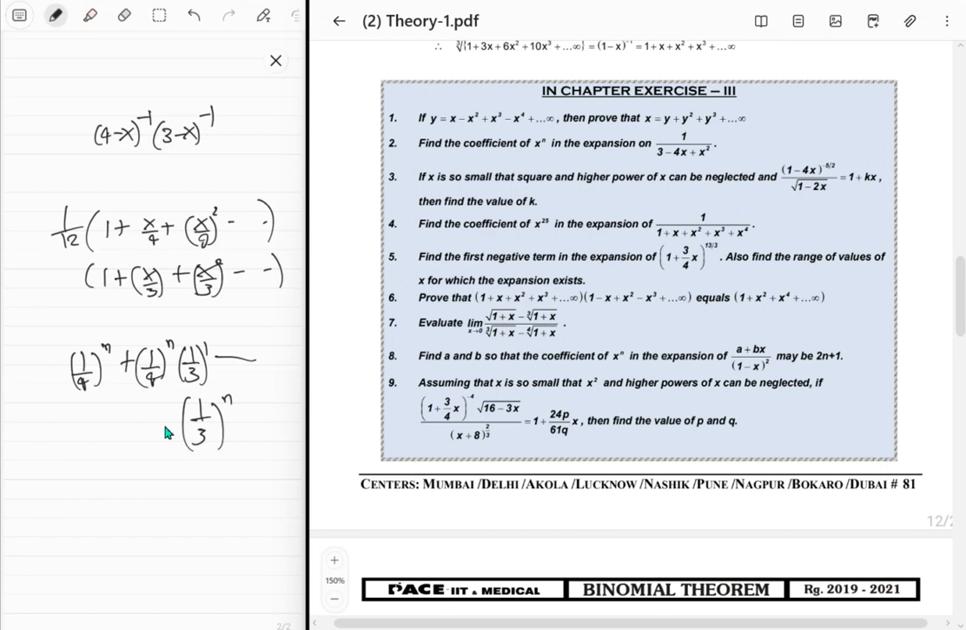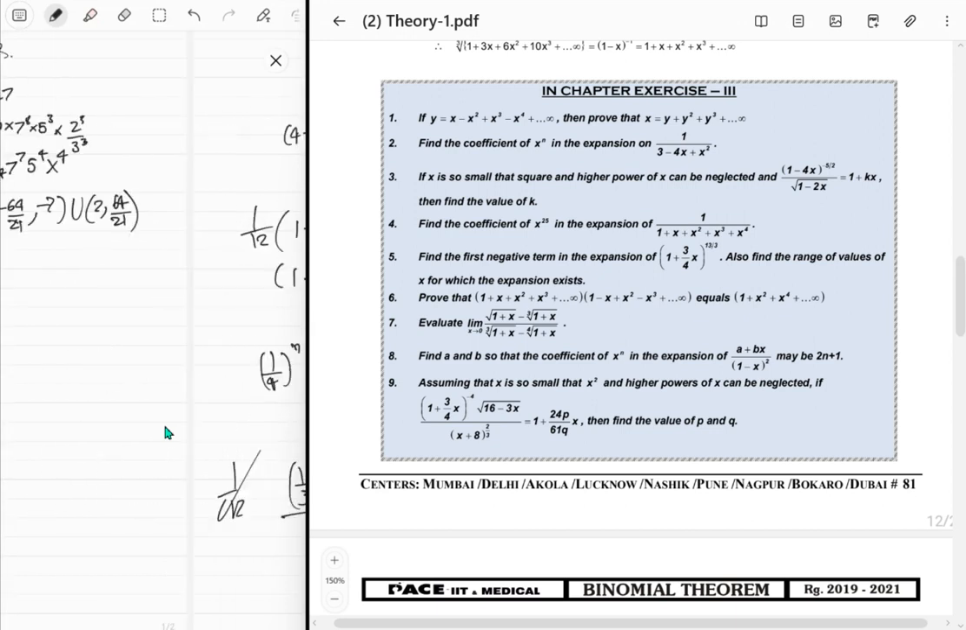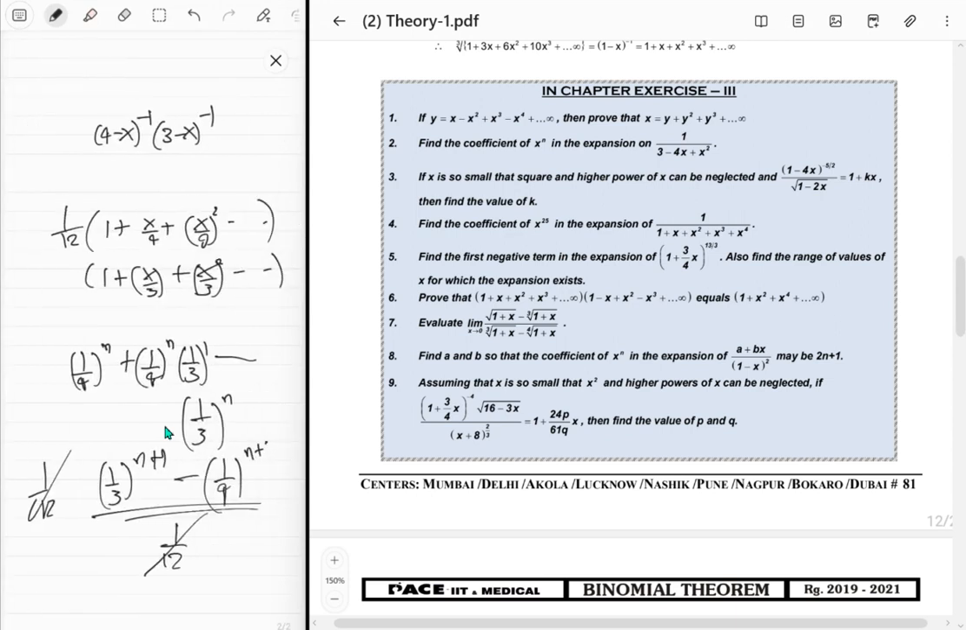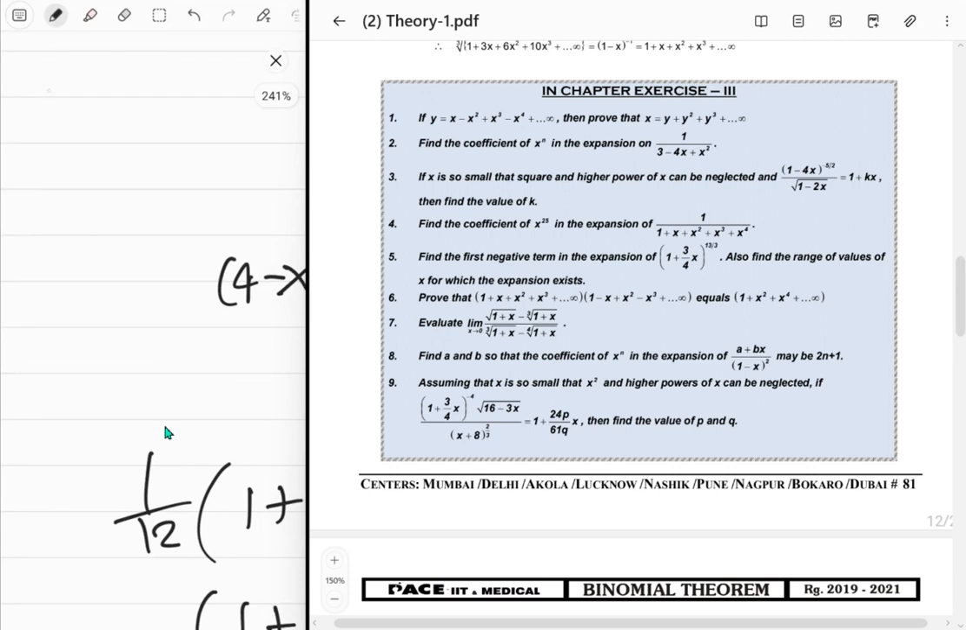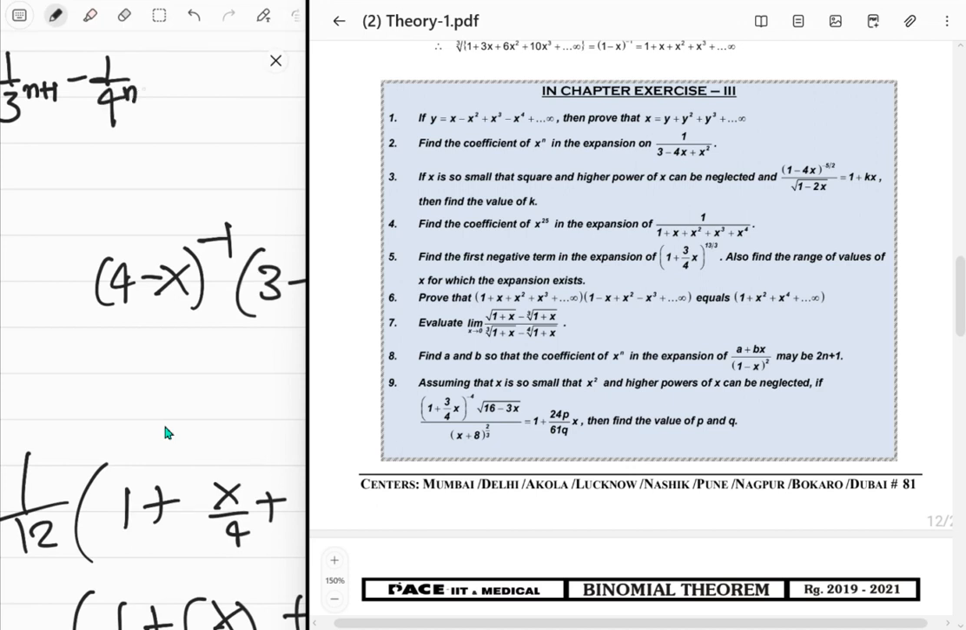So what we can do is just multiply this by 1 upon 3 minus 1 upon 4 and divide by the same thing. So then this will just turn out to be 1 upon 3 power n plus 1 minus 1 upon 4 power n plus 1, and that upon 1 upon 3 minus 1 upon 4, which is just 1 upon 12. Nice, isn't it? This cancels. Wow. This was unexpected. It's cancelled out. So this is our coefficient. Now you have the second one. This is going to be 1 upon 3 power n plus 1 minus 1 upon 4 power n plus 1. Cool.